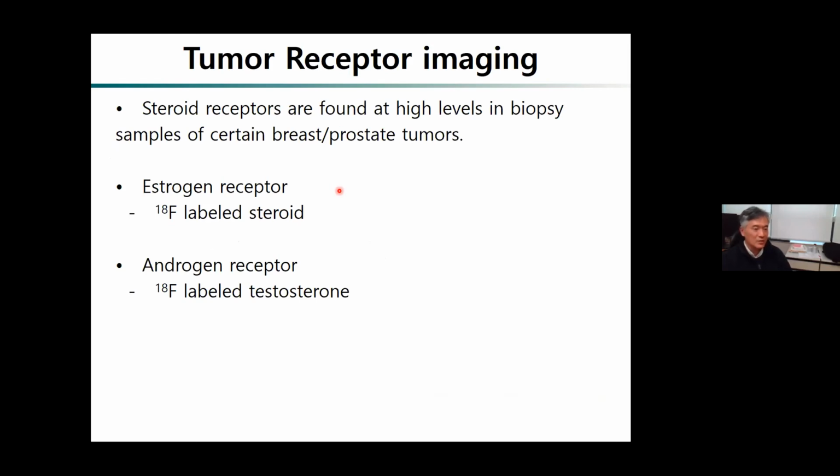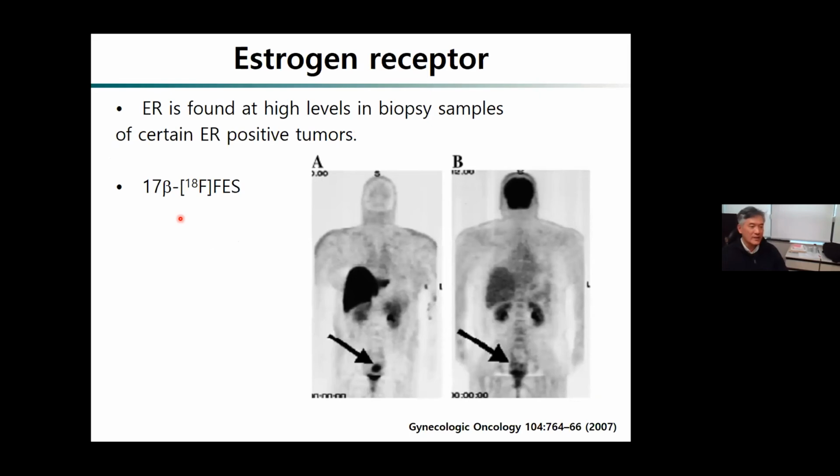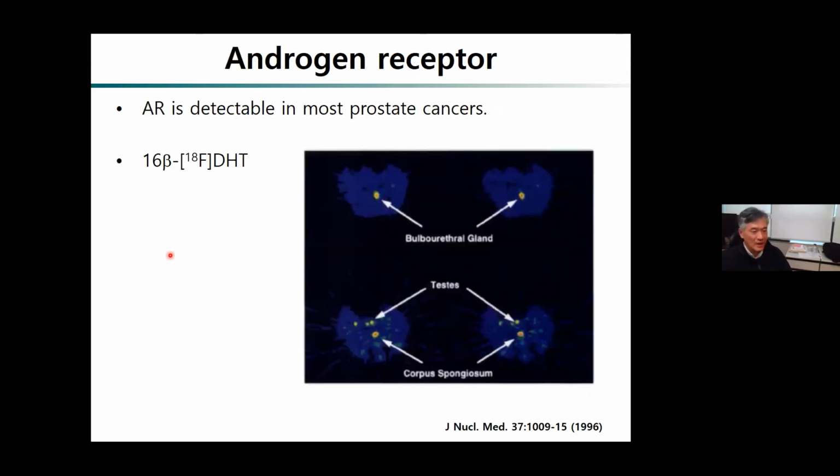Here you can see the tumor receptor imaging, especially the androgen or estrogen receptor. F18 labeled FES can be used for ER positive tumors, and now we have approval from the Korean FDA for lung cancer patients in Korea. And here you can see androgen receptor imaging can show the prostate cancer patient.